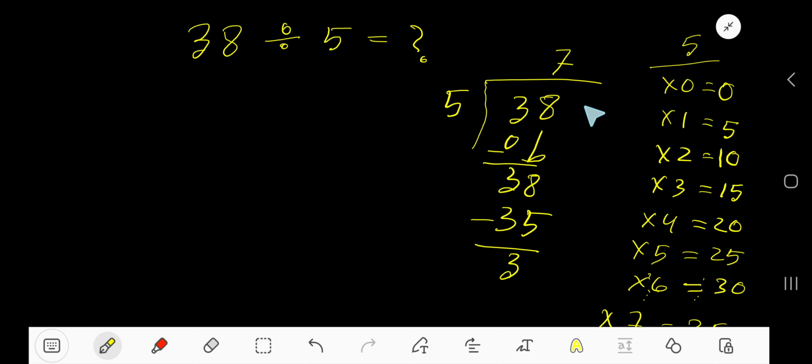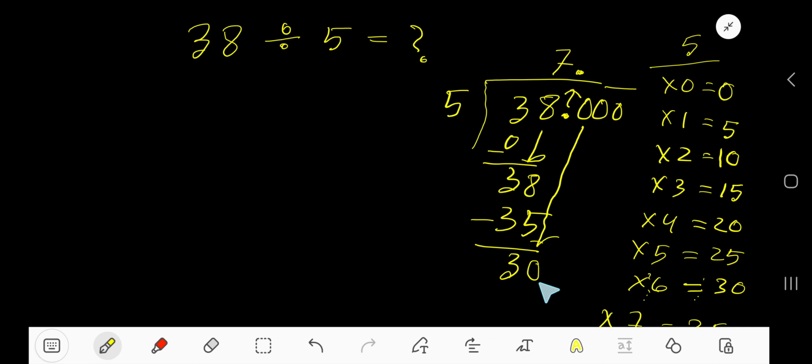If you want to write your answer in decimal form, then put a decimal here and add any number of zeros, and you are allowed to do that. Bring down the first 0. Before this 0 there is a decimal. The decimal must come into the quotient directly.